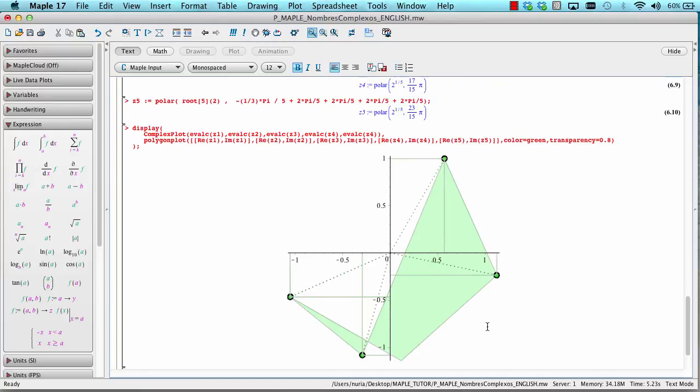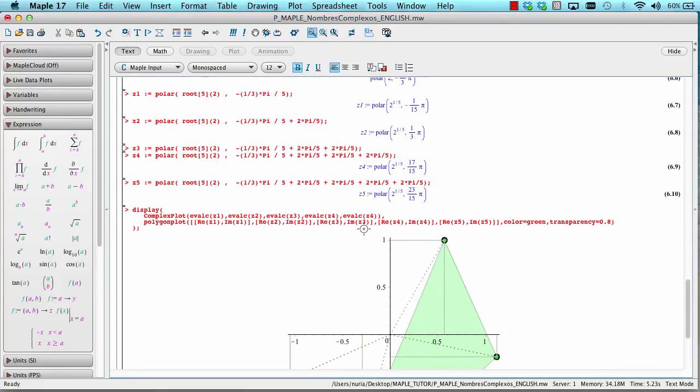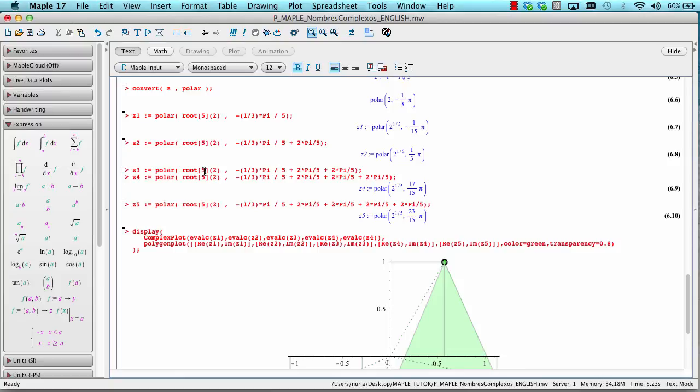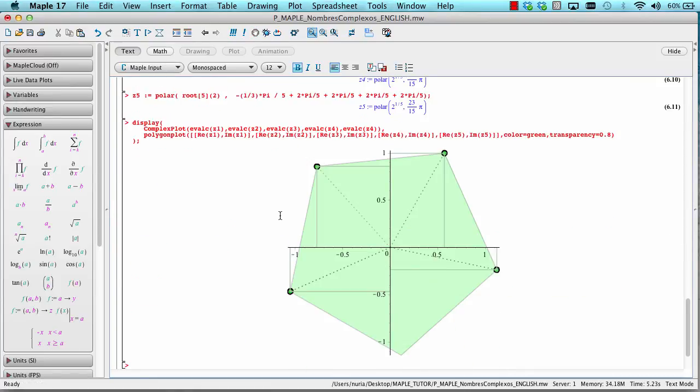Oh, something is wrong. As you can see, we should get something here. So let's see what is wrong. Okay, Z3 is not executed. You can see that I have the line, but I didn't press return. Now that we have Z3, you can see that they are placed in a regular polygon. Now the plot is correct.